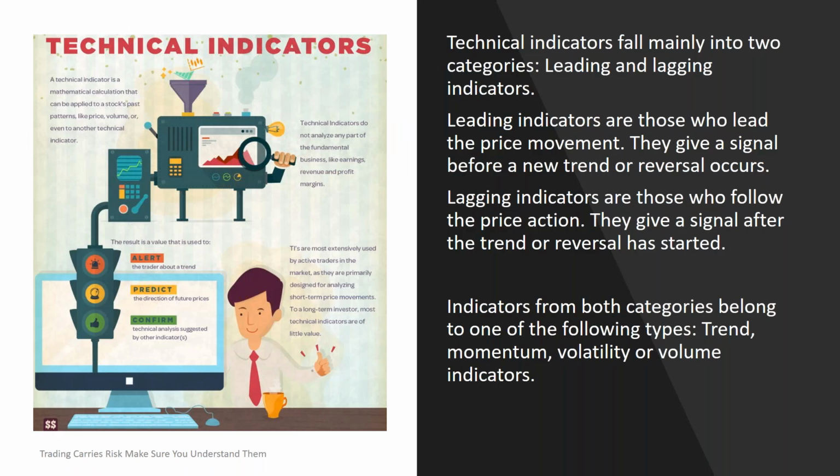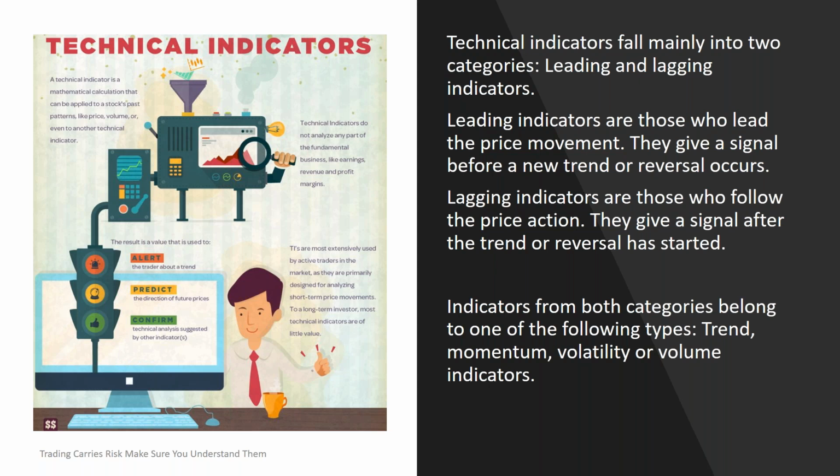Now, technical indicators fall mainly into two categories, what we call leading and lagging. And this is very important to understand because different types of indicators will support different types of information for you. They'll support different types of decisions. Leading indicators are those that lead the price movement. They give a signal before a new trend or reversal occurs. Lagging indicators are those that follow price action, and they give a signal after a trend or reversal has occurred.